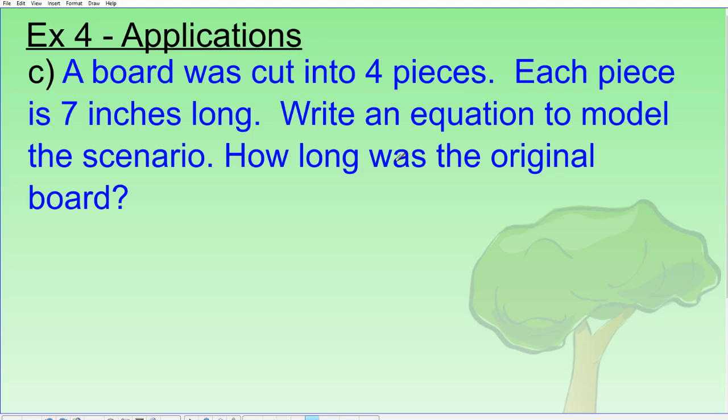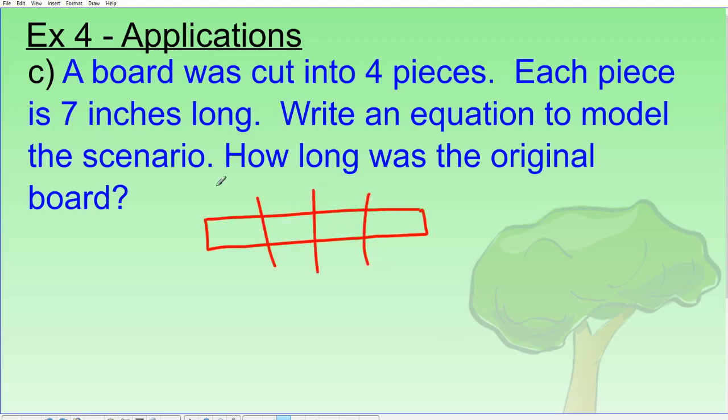Okay, so here's my picture. I've got my board. And I'm going to cut it into 4 pieces. Each piece is 7 inches long. 7, 7, 7, 7. How long was the original board? 28 inches. Now, we need an equation, right? So, here's my verbal model.